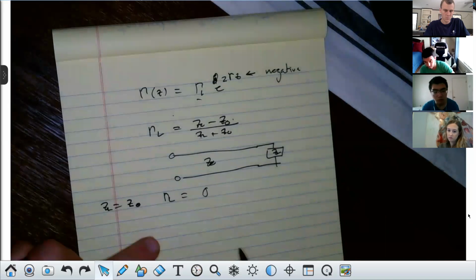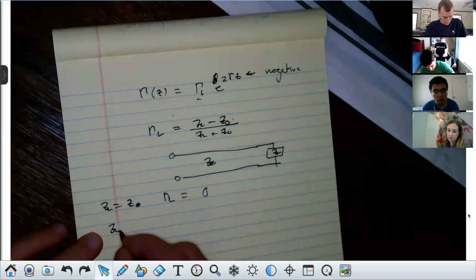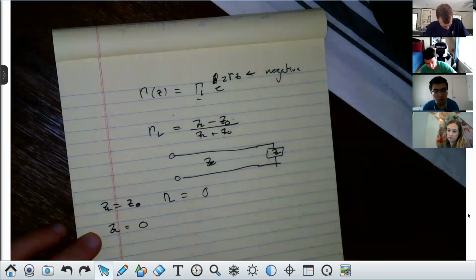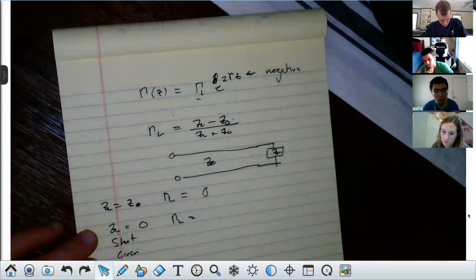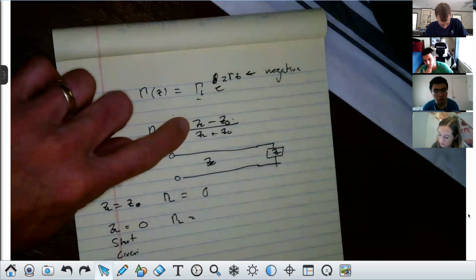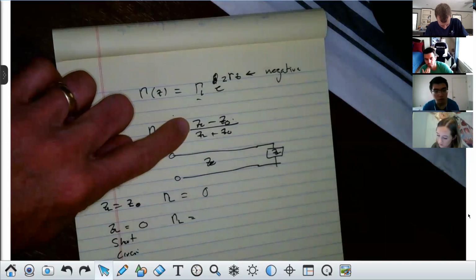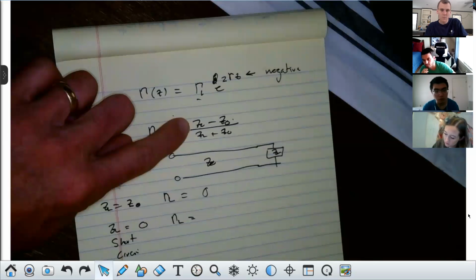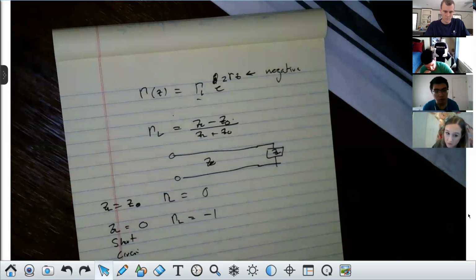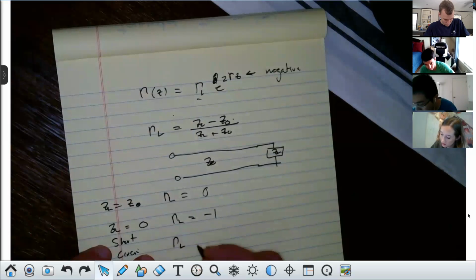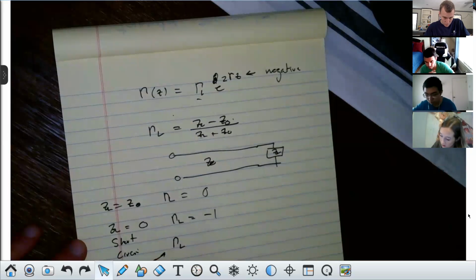Now, what happens if ZL is equal to 0, or a short circuit? What is gamma L? Just do the math. What happens if ZL is 0? Look at it. What's the value of gamma L? -1. That's a condition you don't generally want. It's extremely bad.